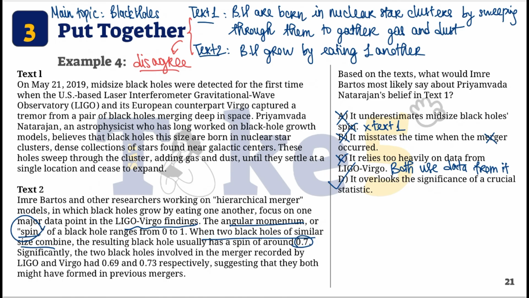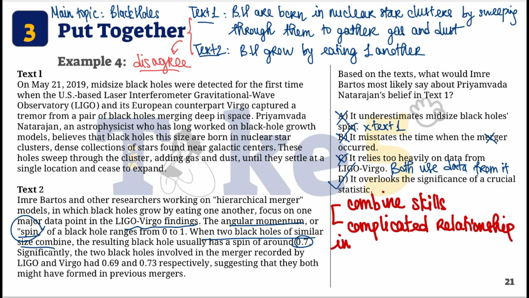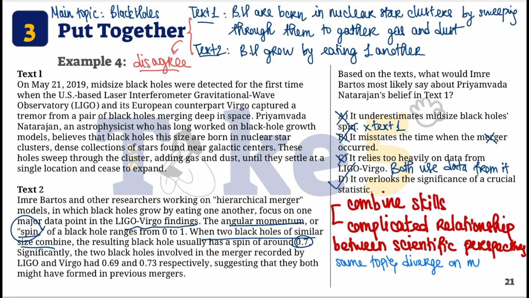As you can see, paired passages questions are more advanced, not only because they combine skills from other questions, but also because of more complicated relationships between different scientific perspectives. It might not be as simple as a pure rejection, but it can be a nuanced disagreement where both texts share common ground on the topic but diverge on the mechanism, the evidence, or the scope of their claims. Just imagine two scientists looking at the same thing and arriving at completely different conclusions, and your job is to pinpoint exactly where they split.